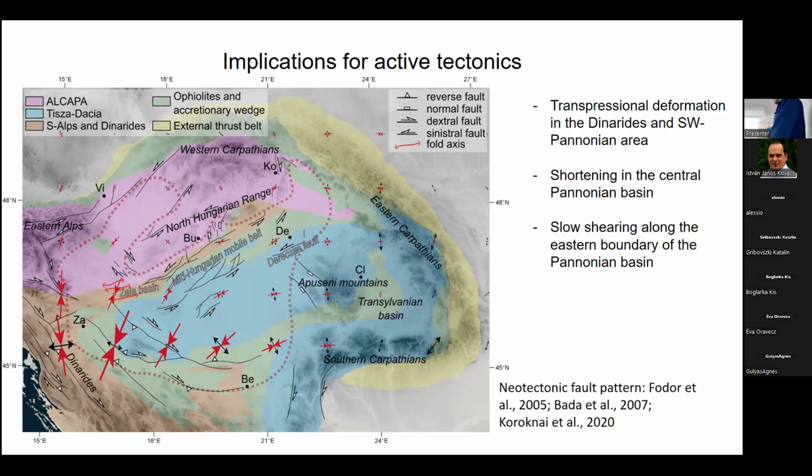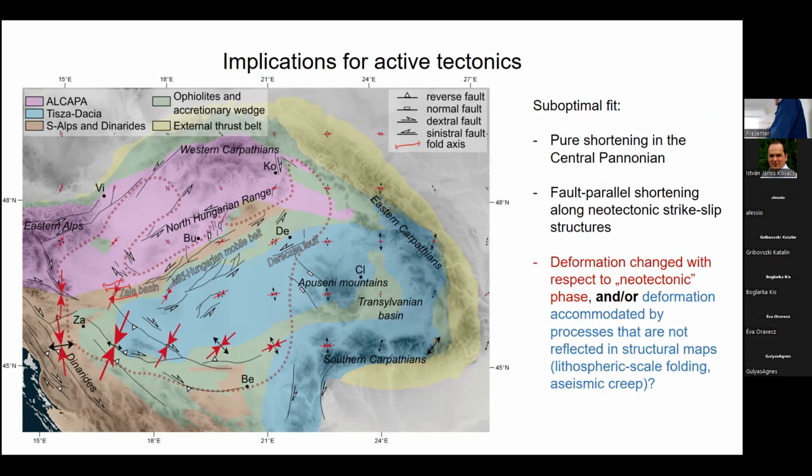Okay, so in most cases there is quite a good fit, but there are also some problems that I would like to discuss now. And this also brings us back to the debate at the end of the previous talk. So let's start with pure shortening in Central Pannonian.